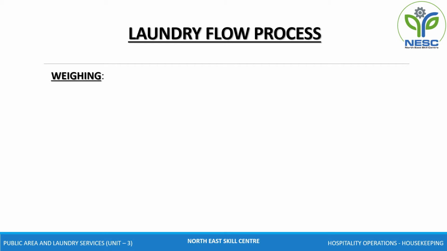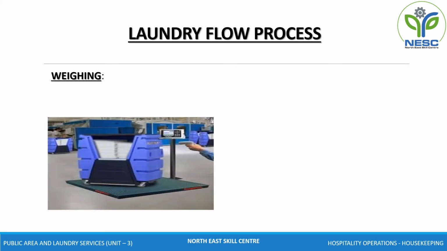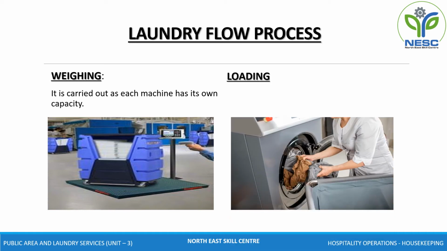Weighing. Weighing is carried out to conform to the capacity of the washing machine. In case of overloading, there is reduced centrifugal action because the linen articles are too tightly packed in the drum. Loading. This is often done manually or with a certain degree of automation. Basically, in this step, all the linen is loaded into the washer.